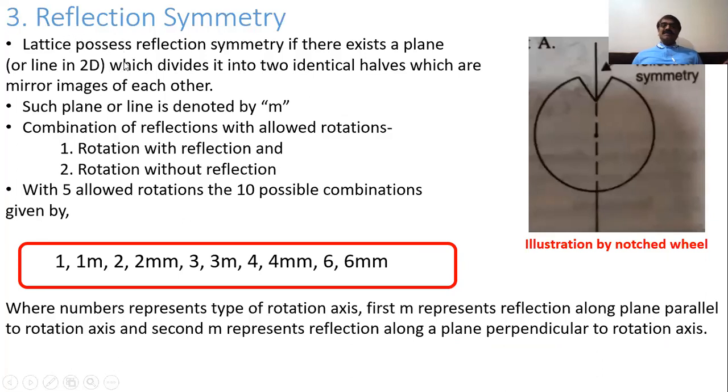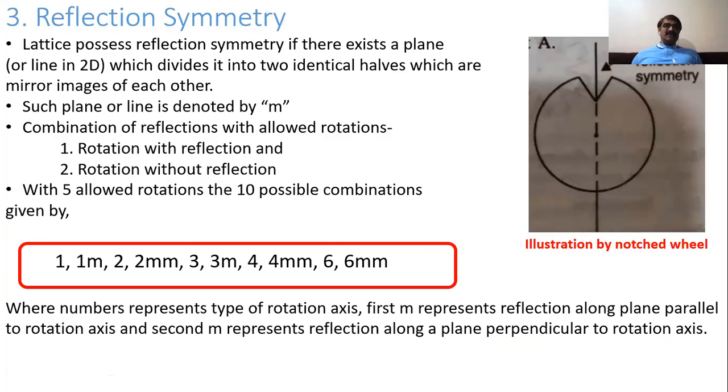Now, what is reflection? At the beginning, I told you that there is a certain plane called a mirror, and it will produce a reflection of any object placed in front of it, and the image is similar to the object. So that is called reflection.